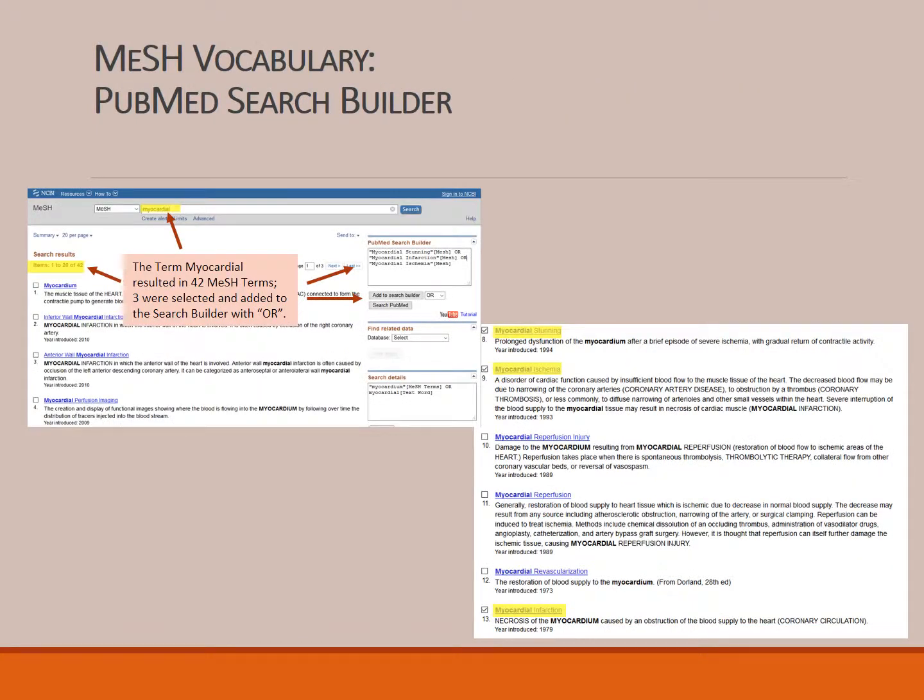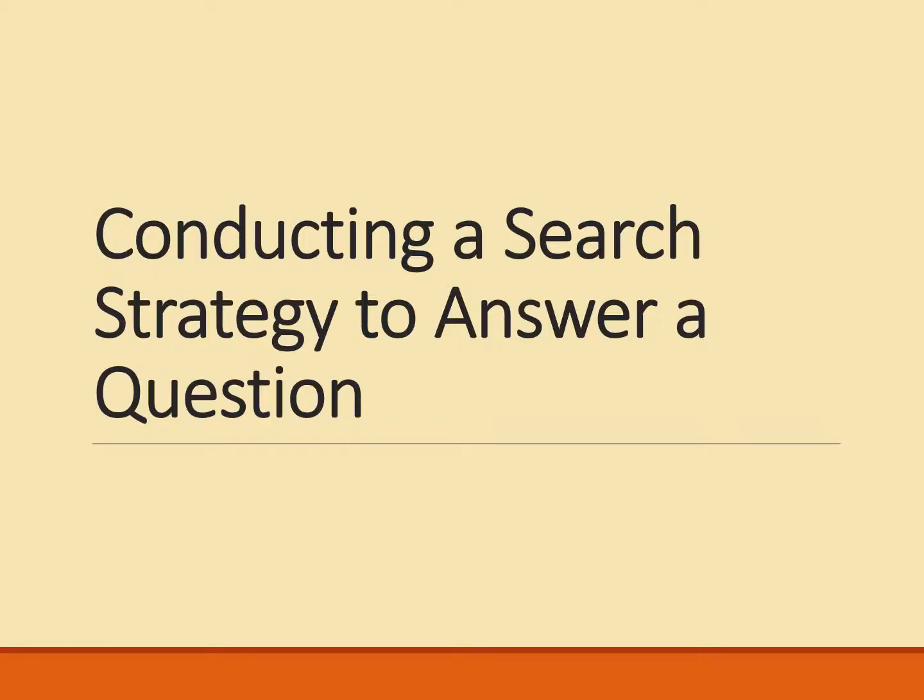Here's an example of how you can choose multiple MeSH terms to add to the PubMed Search Builder. Typing in myocardial gave us 42 potential MeSH terms, and we selected 3 to move to the Search Builder using OR. Let's now try to answer a question using what we've learned so far.